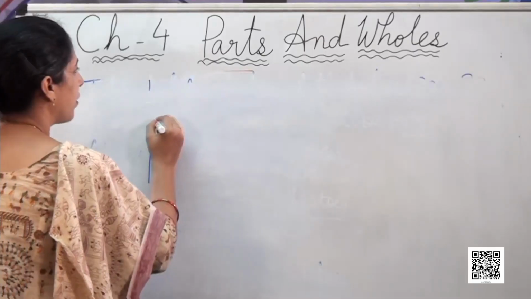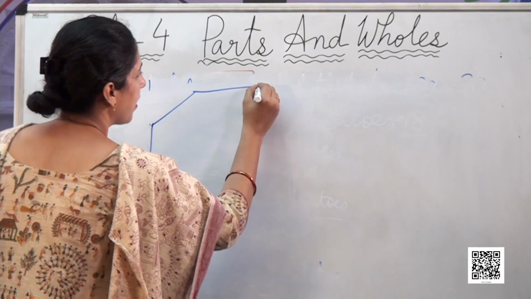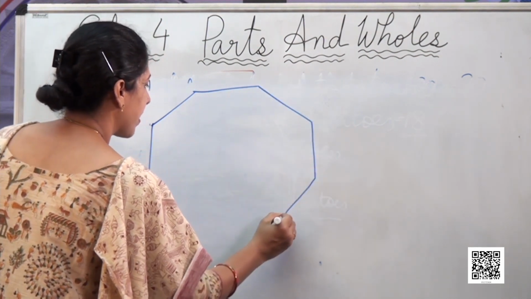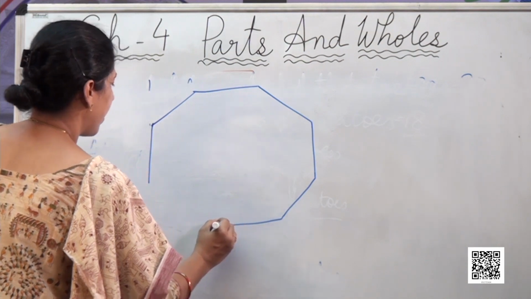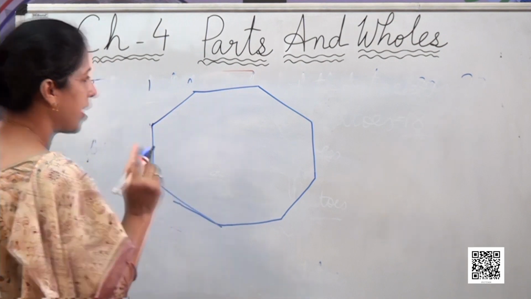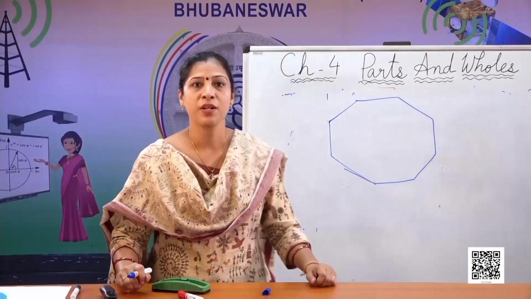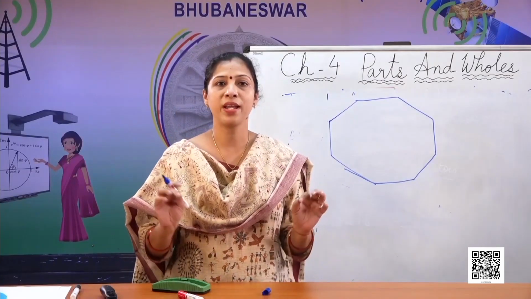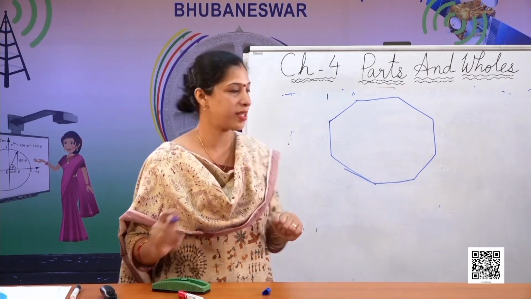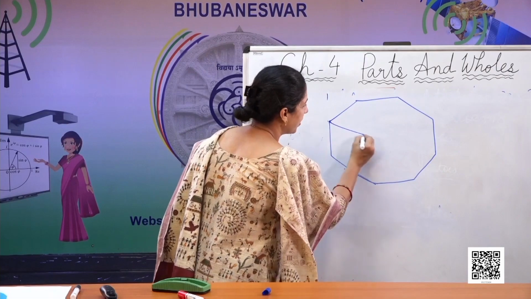1, then 2, then 3, then 4, then 5, then 6, then 7, then 8, like this. This is the shape. 1, 2, 3, 4, 5, 6, 7, 8. So let's understand now which part is colored. Now this part is colored.